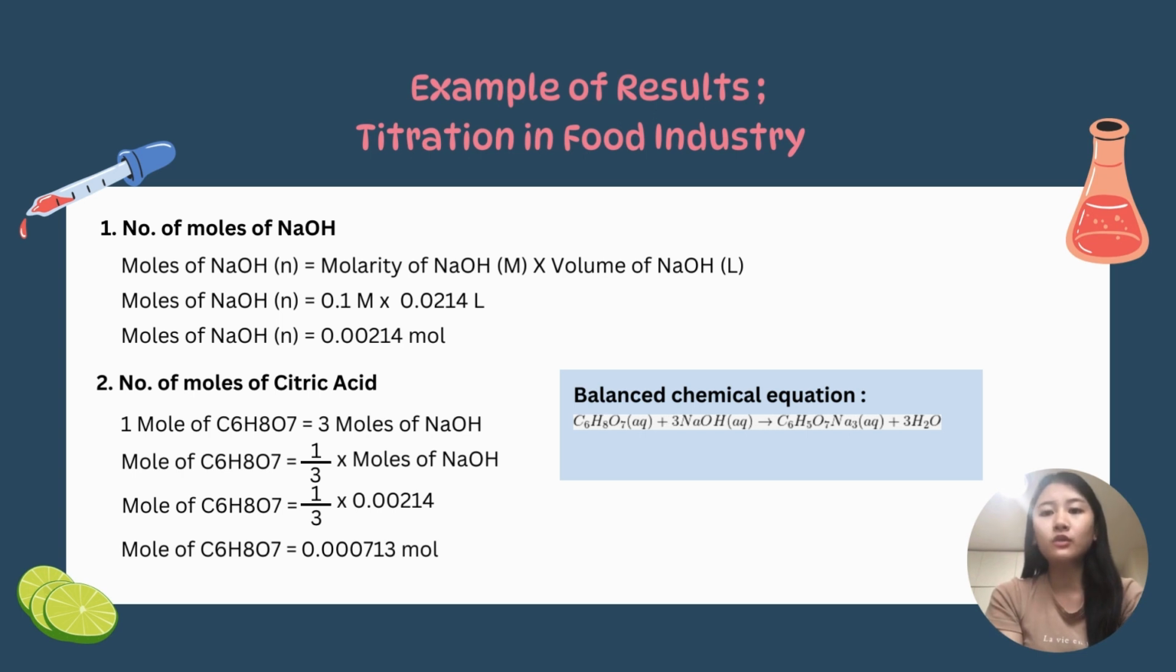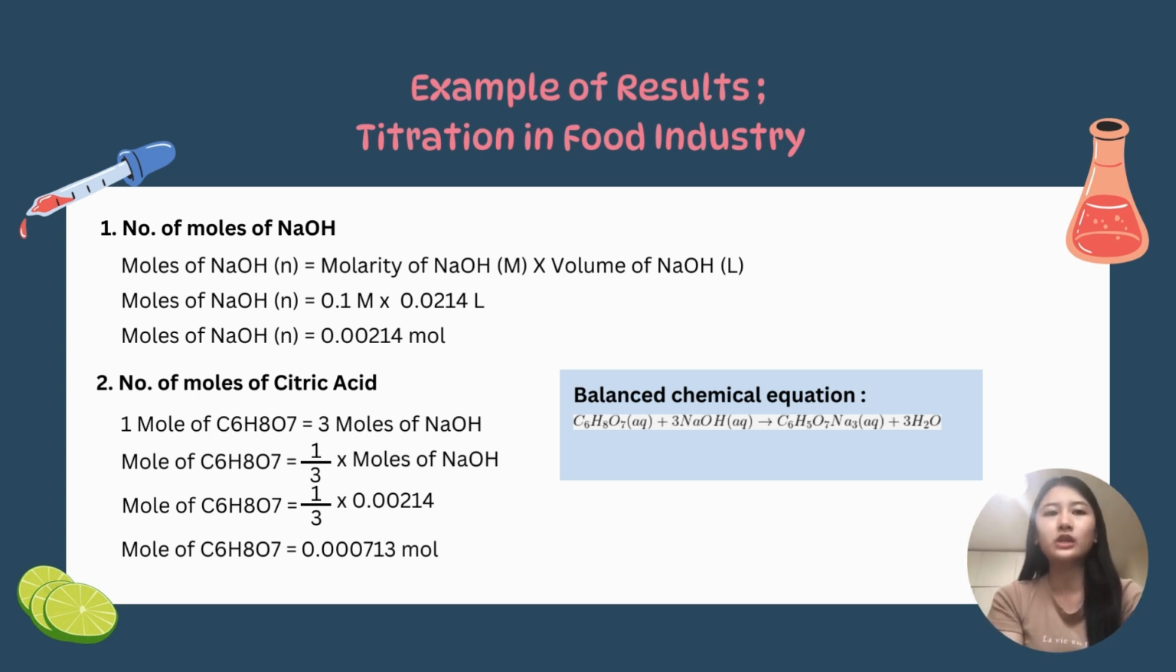To determine the number of moles of sodium hydroxide, the molarity of 0.1 is multiplied by the volume of 0.0214 liter, so the moles of sodium hydroxide is calculated as 0.00214 mole. The next step involves determining the moles of citric acid by using the balanced chemical equation of the reaction between sodium hydroxide and citric acid.